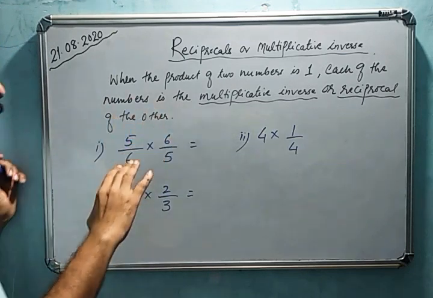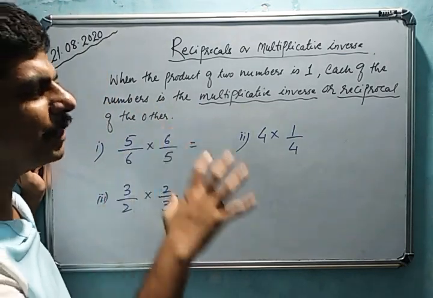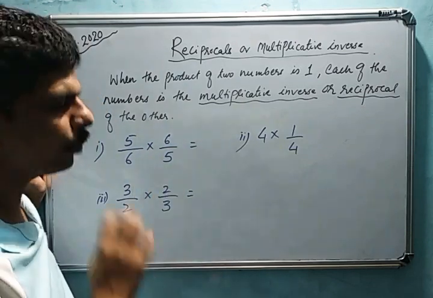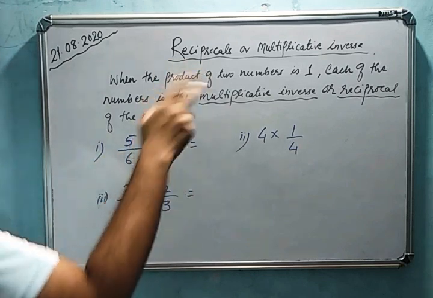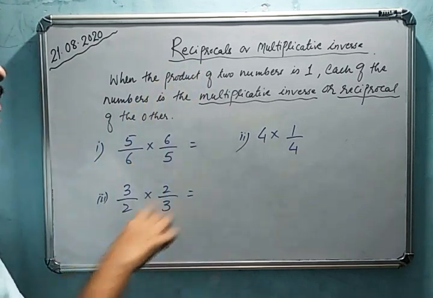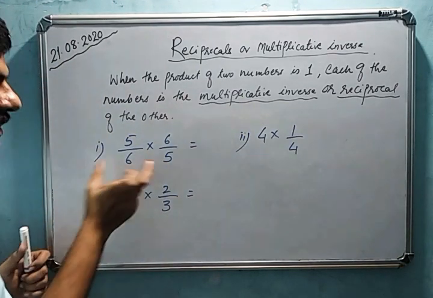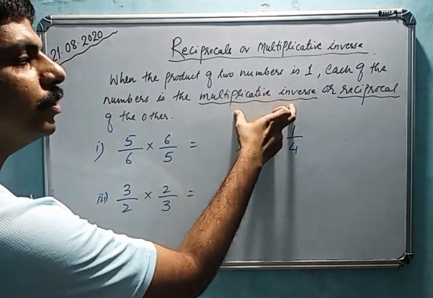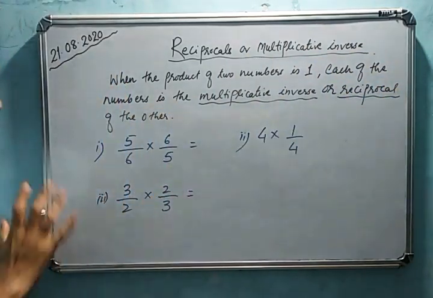When the product of two numbers is 1, each of the numbers is the multiplicative inverse or reciprocal of the other. Okay, that means when we multiply the two numbers, we are getting 1. In that case, you can say that both the numbers are multiplicative inverse or reciprocal. So I have taken 3 examples here.